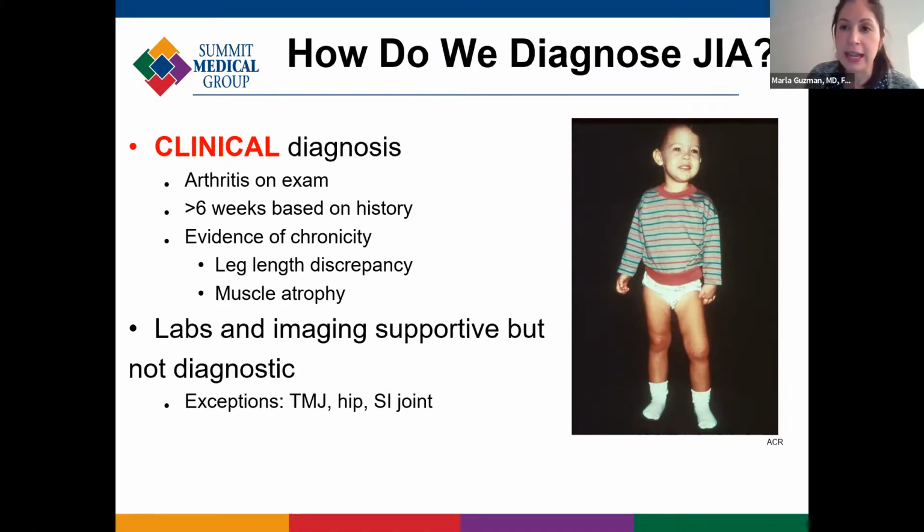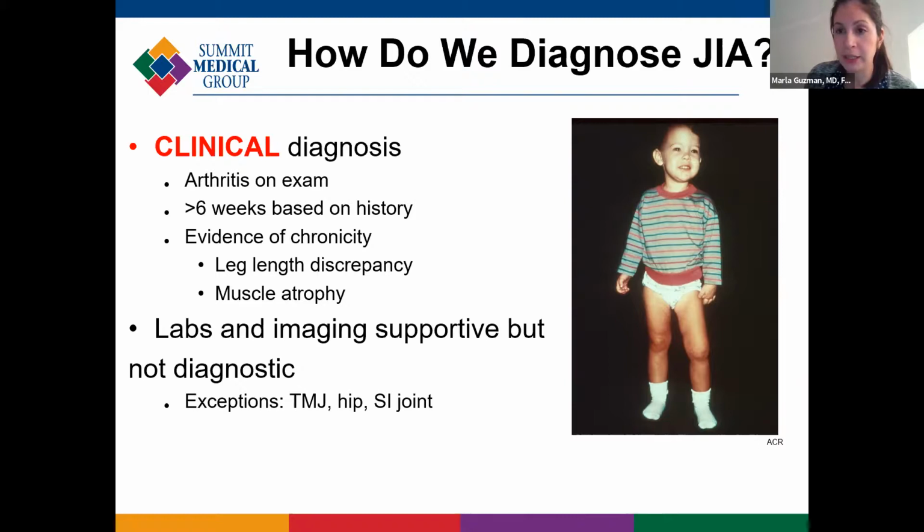Now, as I mentioned, labs are supportive, but they're not diagnostic. Different labs we may check are antibodies that can be associated with juvenile arthritis, such as rheumatoid factor, ANA, CCP, HLA-B27, which is a genetic marker. It helps us with the diagnosis, but does not make the diagnosis. Same with imaging. There are some exceptions.